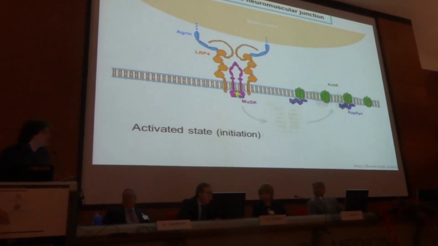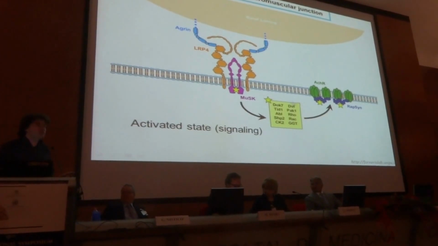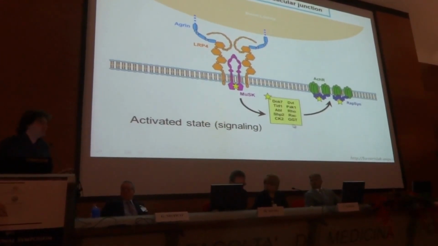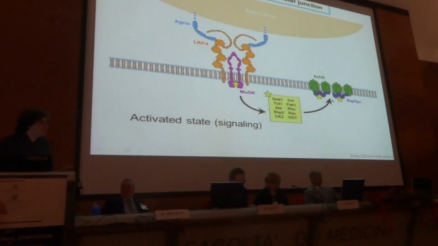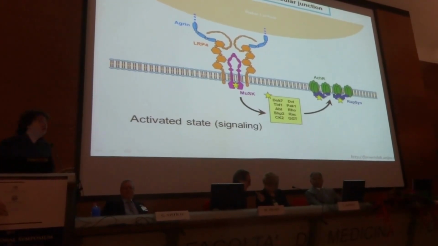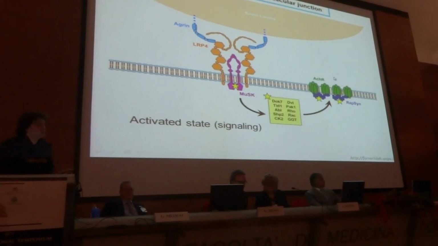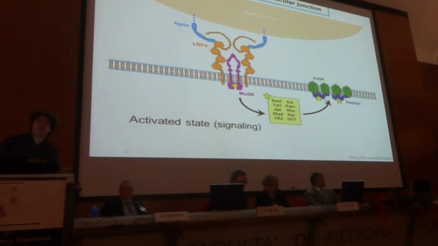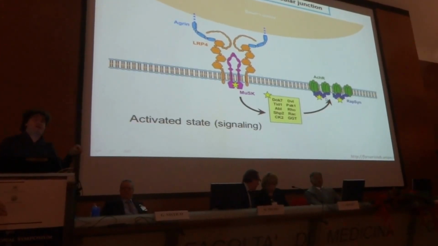This autophosphorylation, through a pathway that involves many different signaling molecules, induces activation of a receptor-associated molecule called rapsyn, and rapsyn itself facilitates the aggregation of acetylcholine receptors on the surface of the muscle cells, enabling the axonal innervation that we saw before.